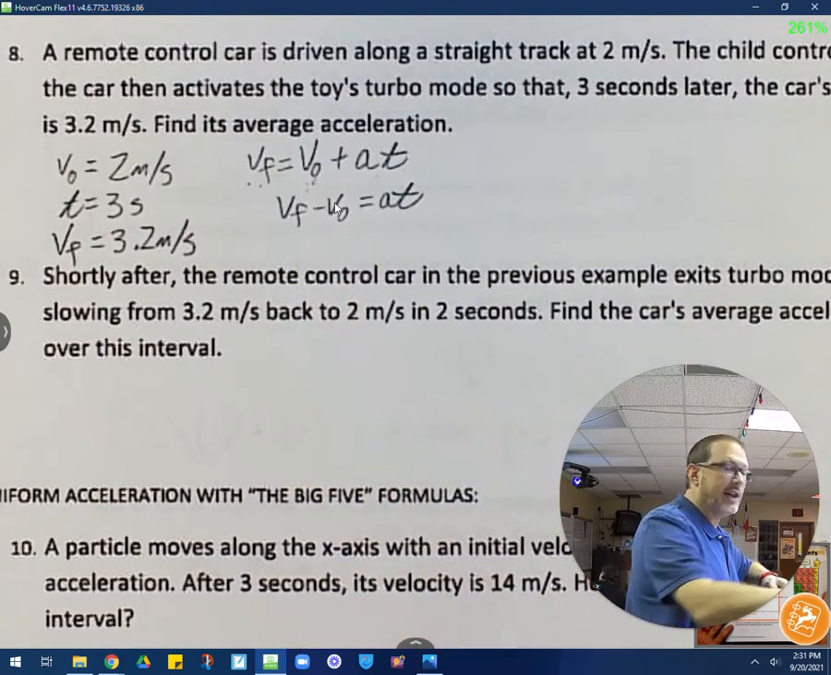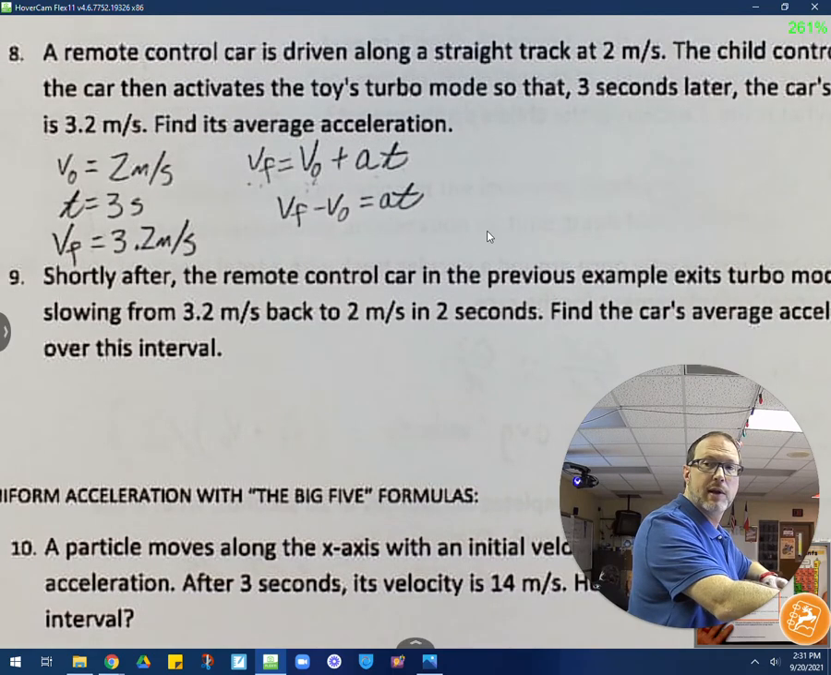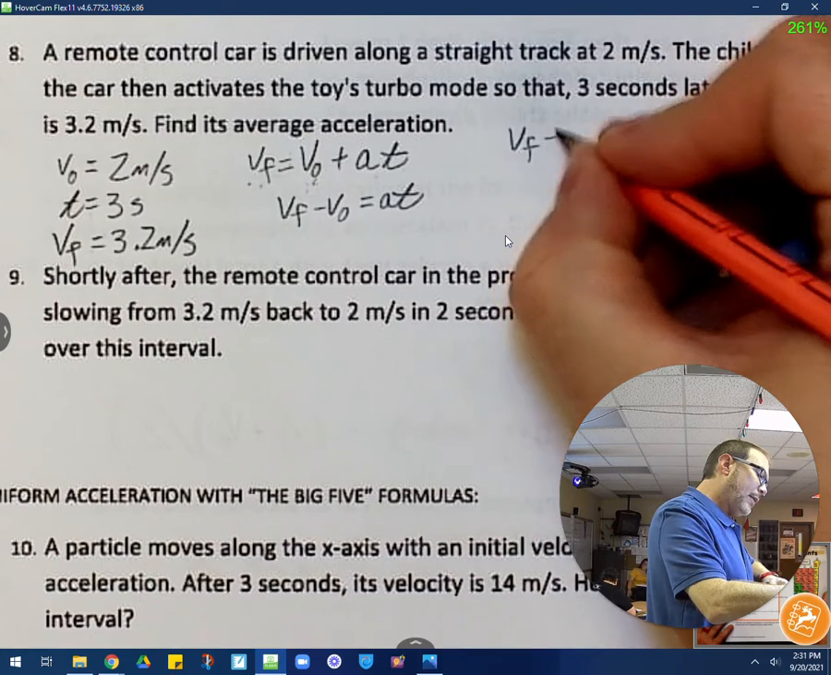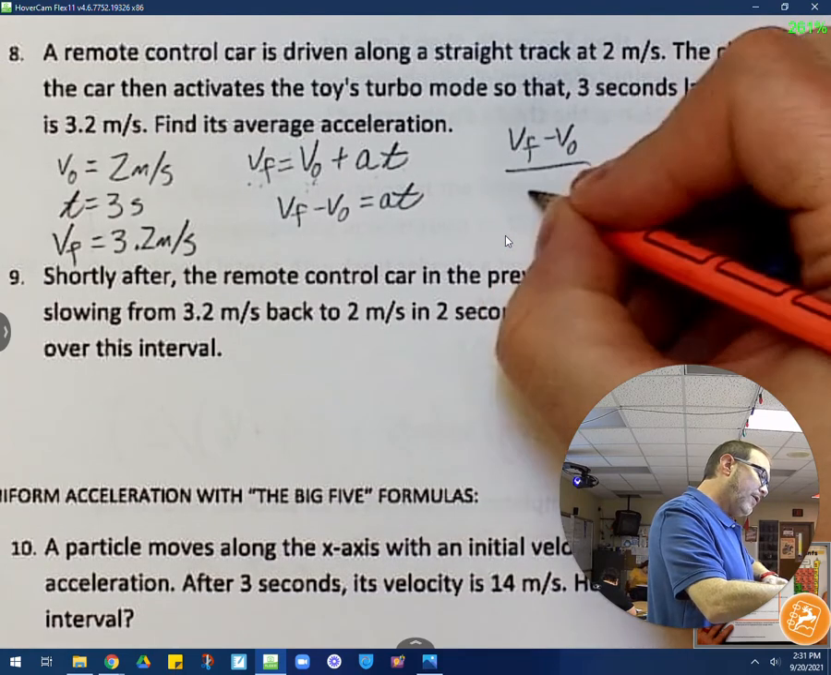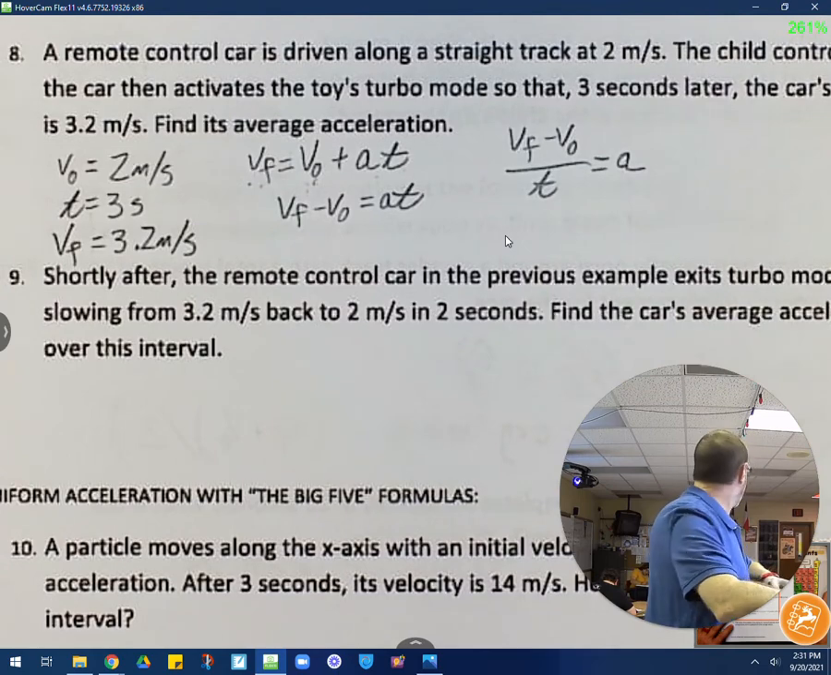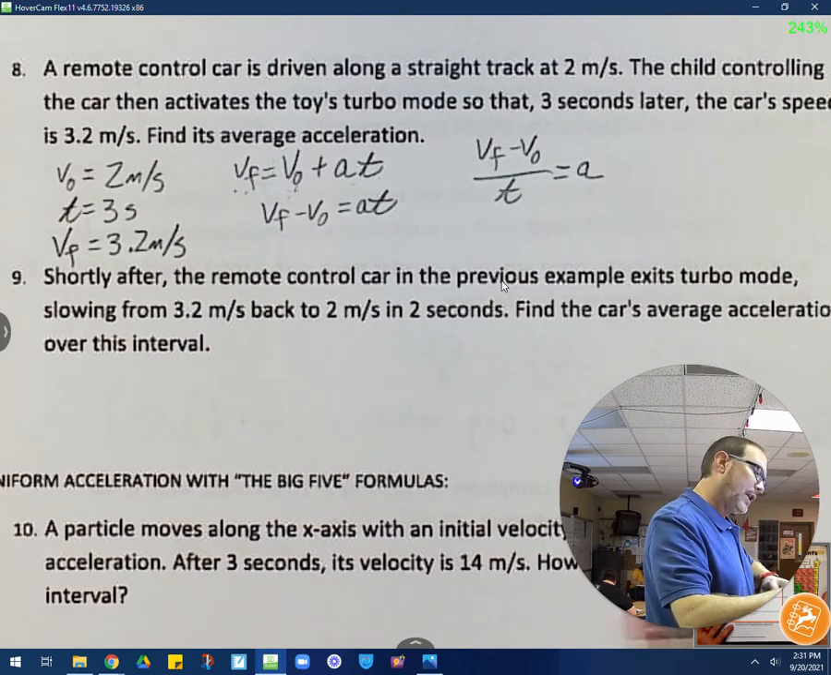Now how can I get rid of that T? Divide. So I can do VF minus VO over T is equal to acceleration. Okay, now I've got my acceleration by itself. I can take my numbers and I can start plugging them in.